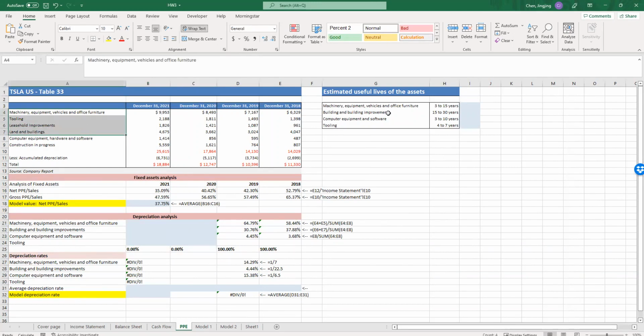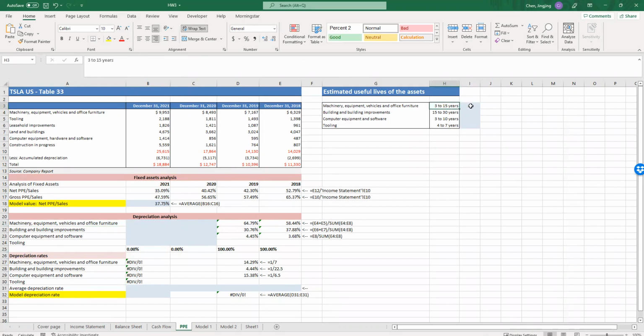So each of these machines is associated to some estimated useful lives of the assets. So for example, for machinery, equipment, vehicles, and office furniture, the lives is estimated to be 3 to 15 years. And when we are depreciating each of these fixed assets, it is usually based on straight line methods. I checked in the 10K, you can also check it. It has been specified that Tesla is using the straight line depreciation method. So therefore, that makes everything easier.